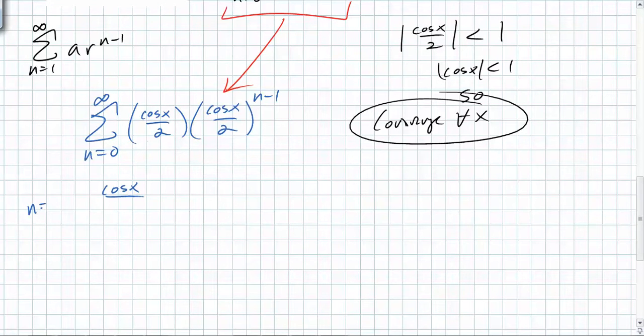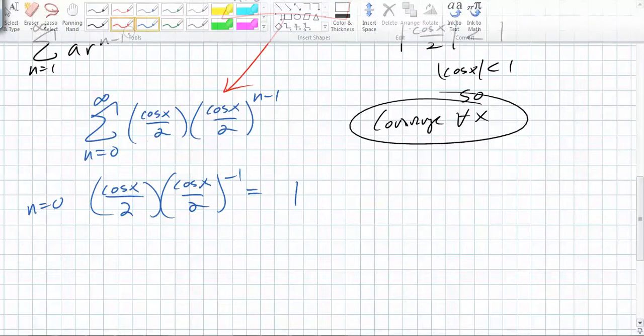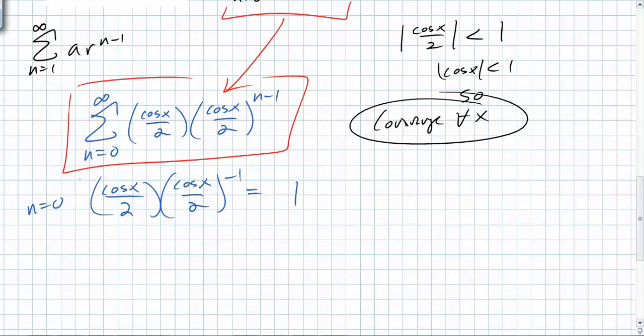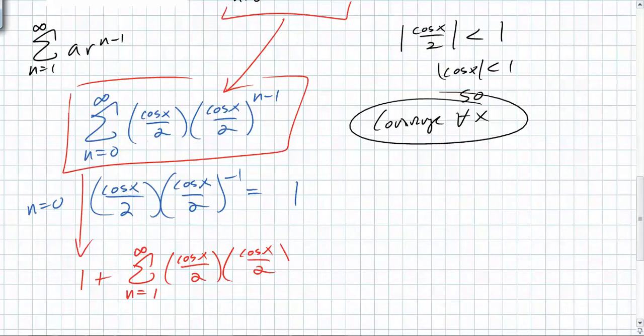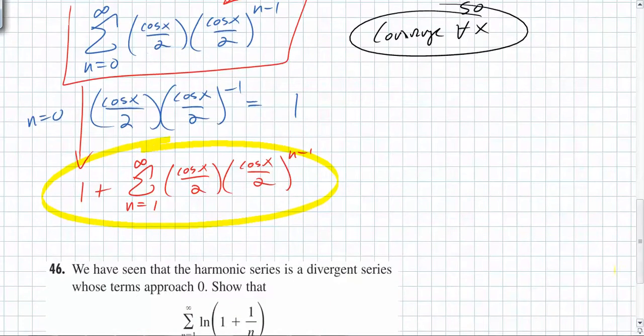If n equals 0, cosine x over 2 times cosine x over 2 to the negative 1 is equal to 1. So now what can we say? We can say that 1 plus the summation of n equals 1 to infinity of cosine x over 2 times cosine x over 2 to the n minus 1. So now is this in the proper form? I think it's good. I think it's great.